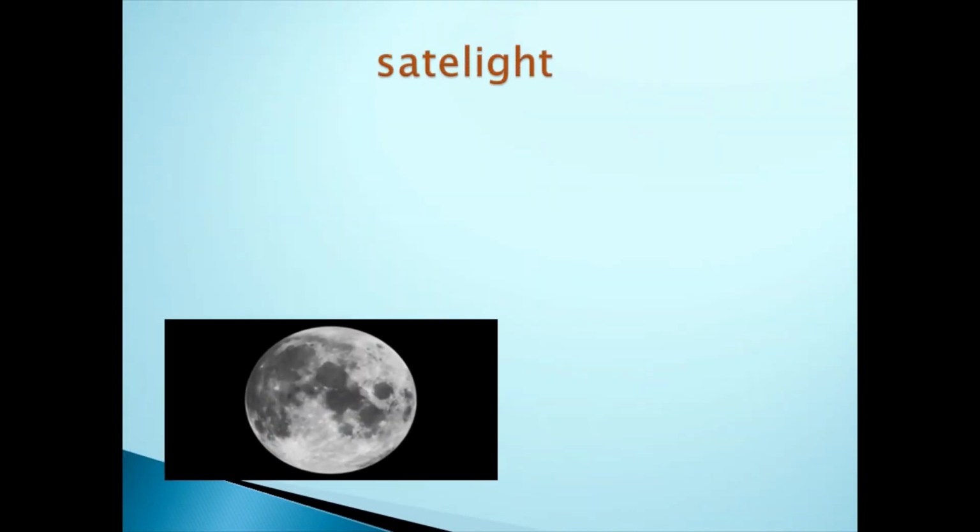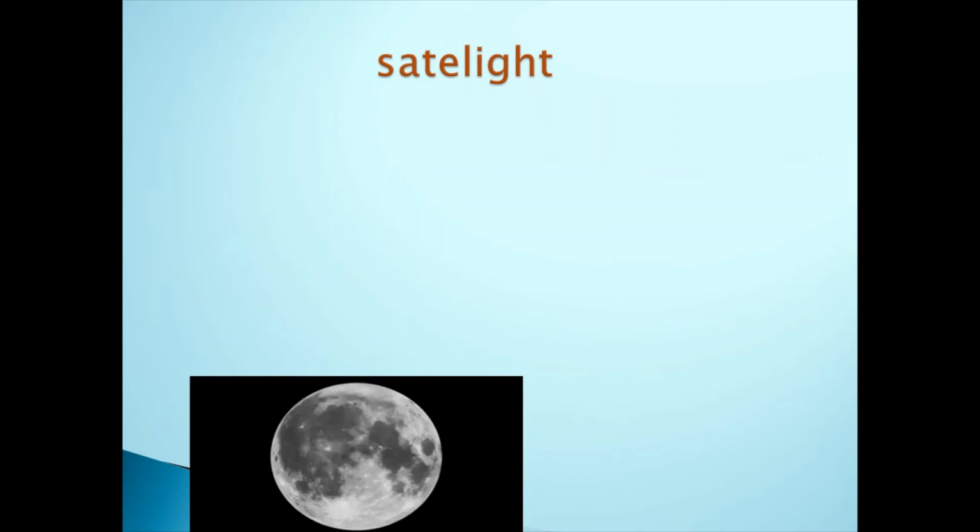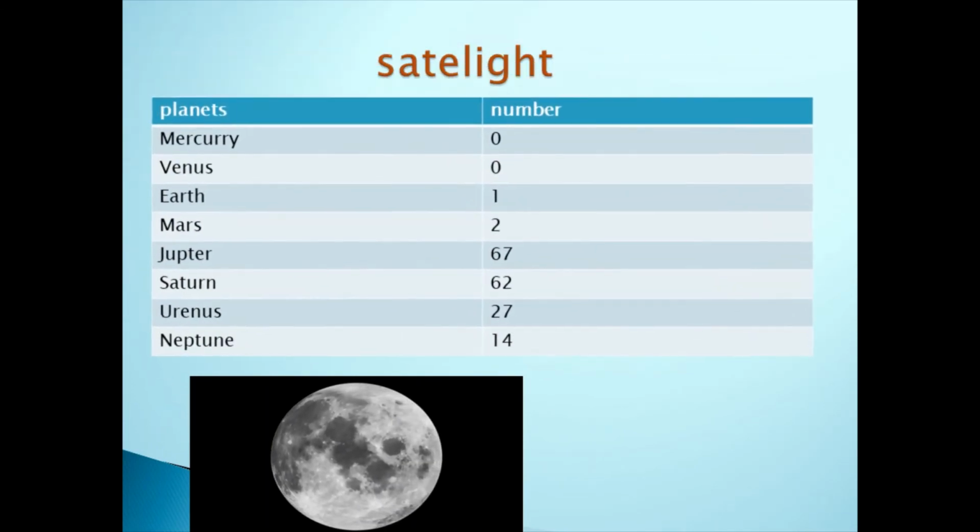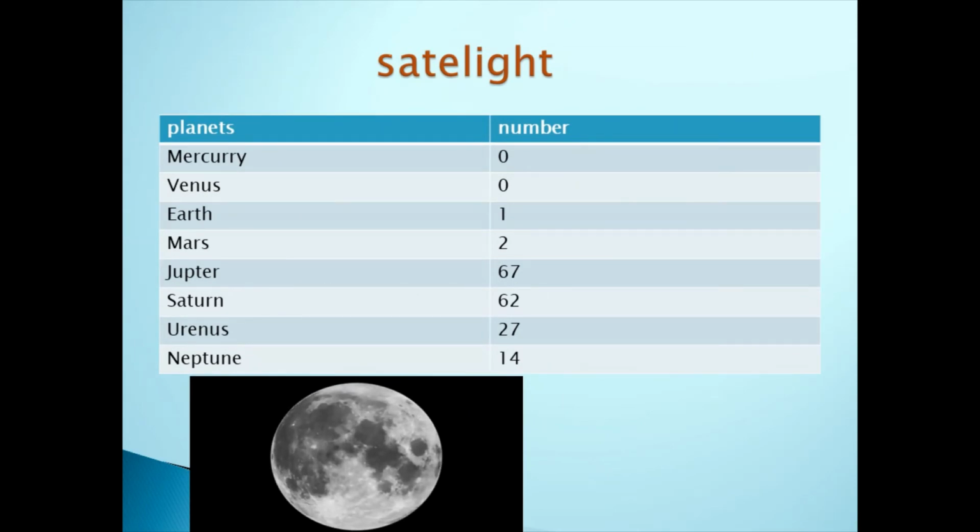Satellite. Of the 8 planets in the solar system, only 6 planets have satellites. Mercury and Venus have no satellite. Earth has only one satellite. The table given below shows the number of satellites of those planets. Mercury, no satellite. Venus, no satellite. Earth, only one satellite. Mars, 2 satellites. Jupiter, 67 satellites. Saturn, 62 satellites. Uranus, 27 satellites. And Neptune has 14 satellites.